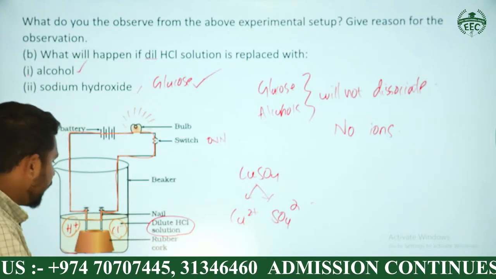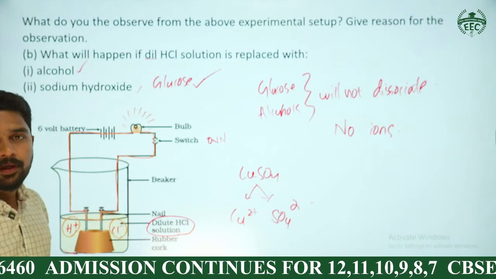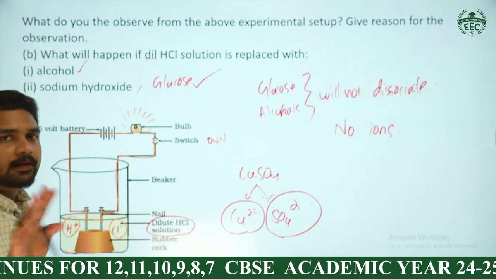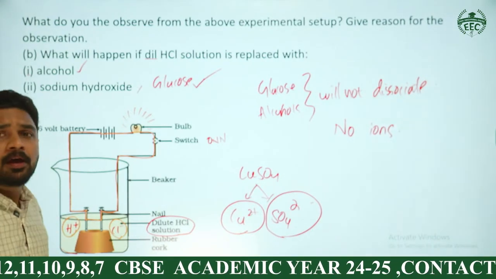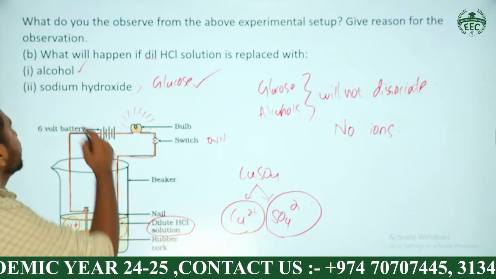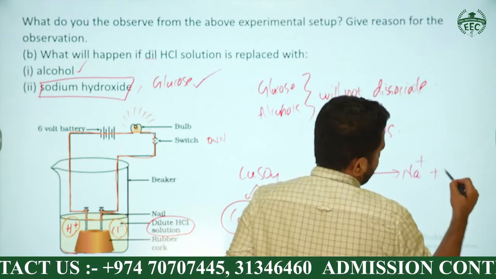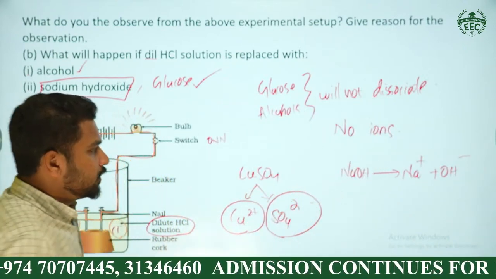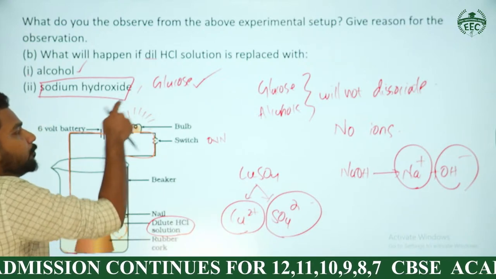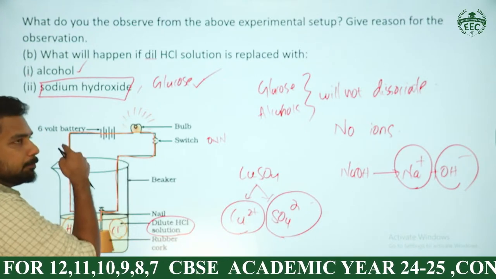There is a misconception that an electrolyte will conduct electricity only if there is H plus. That is wrong, because if they contain any kind of ions, they will conduct electricity. Now it is clear, Gauri, right? Very good. Then if it is sodium hydroxide, NaOH will dissociate to form Na plus and OH minus. Now you can see there are ions from NaOH. So definitely the bulb will glow, because Na plus and OH minus are there, and the electrical circuit will complete.